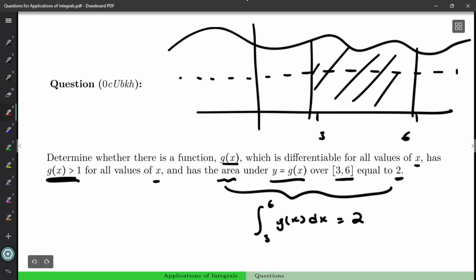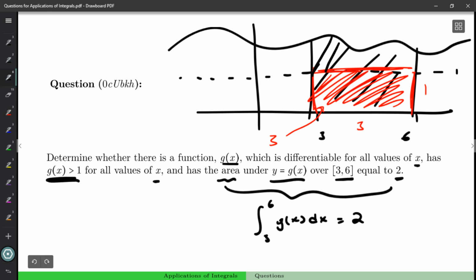But hold on for a second. Since it's greater than 1, inside this area is this red area of height 1 and a width of 3. This area should already be 3. And yet we're saying that somehow this bigger area is 2? That doesn't seem right. So I might say, well, I don't think there is a g of x. But proof by picture rarely counts. You could probably get away with it in certain situations, but we have stronger tools at our disposal, so let's go ahead and use them.